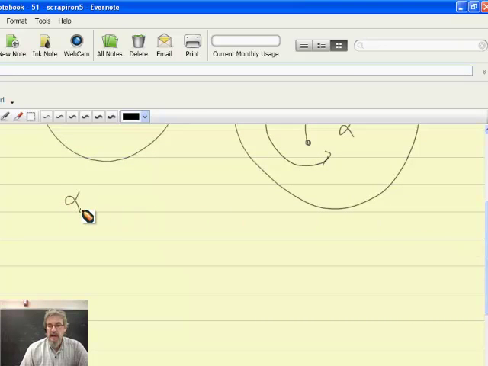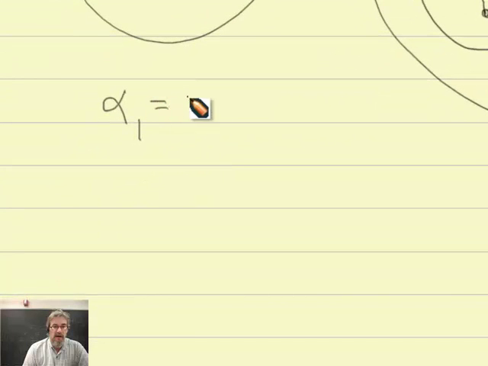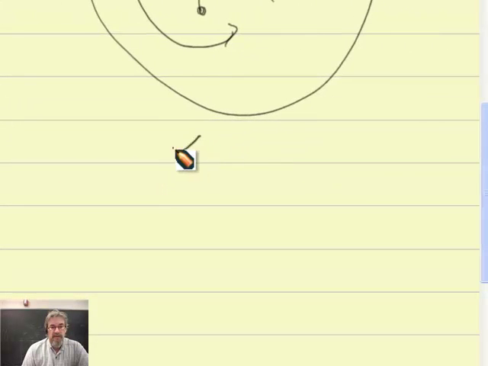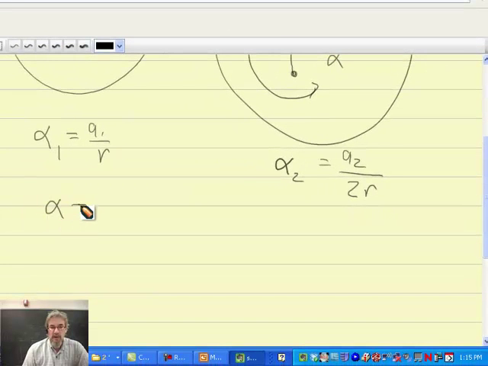First of all, alpha 1 for object 1 here, that's going to have to be equal to A1 over R, because alpha is A over R. Alpha 2 is going to have to be equal to A2 over its radius, but its radius isn't R, it's 2R. But these are supposed to happen so that the two alphas are the same. They're supposed to have the same rotational acceleration. So alpha 1 equals alpha 2.